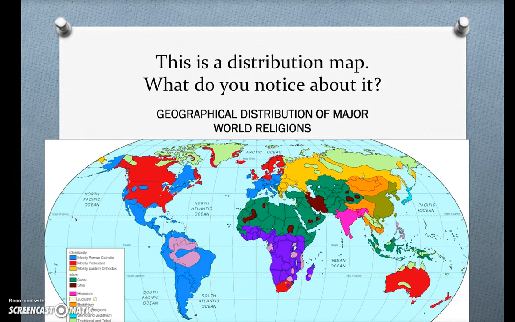Another kind of map is a distribution map. If you look closely at the map key on the bottom left, you'll see different colors representing different religions. And then if you look at the world map, the colors show how these different religions are spread throughout the world.